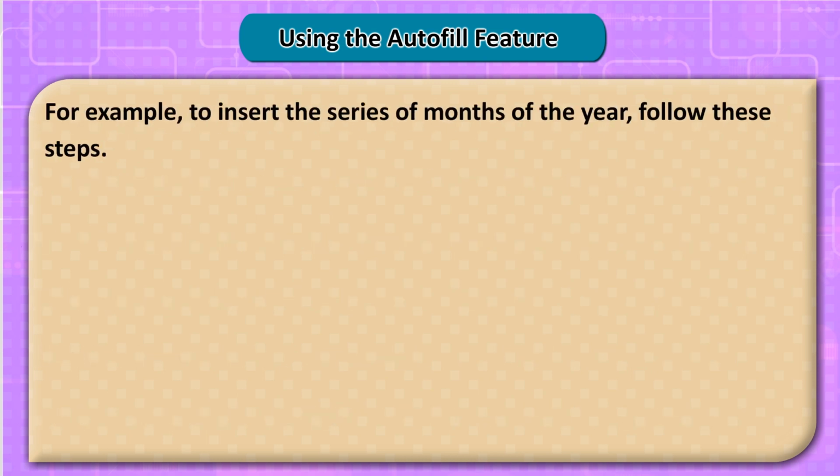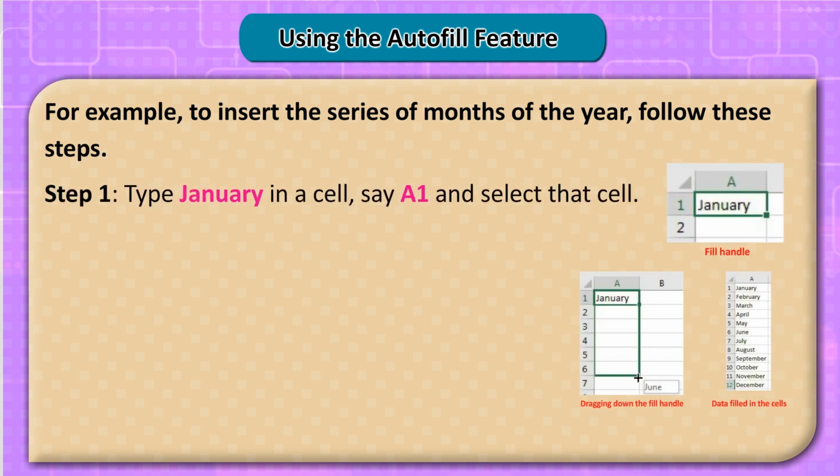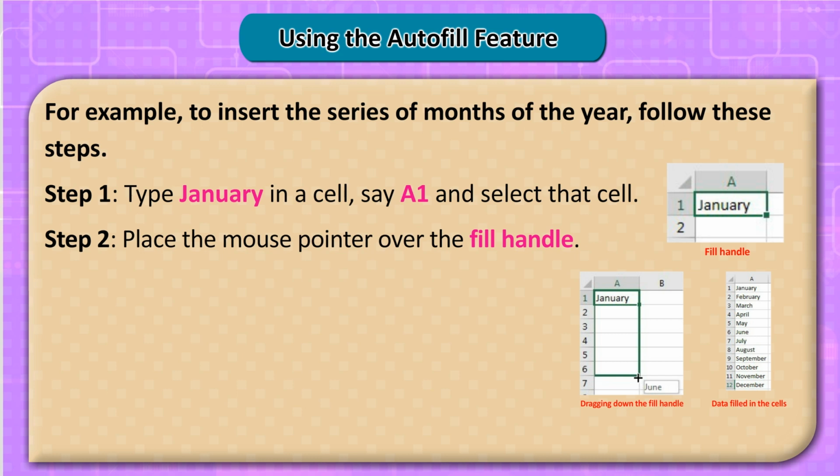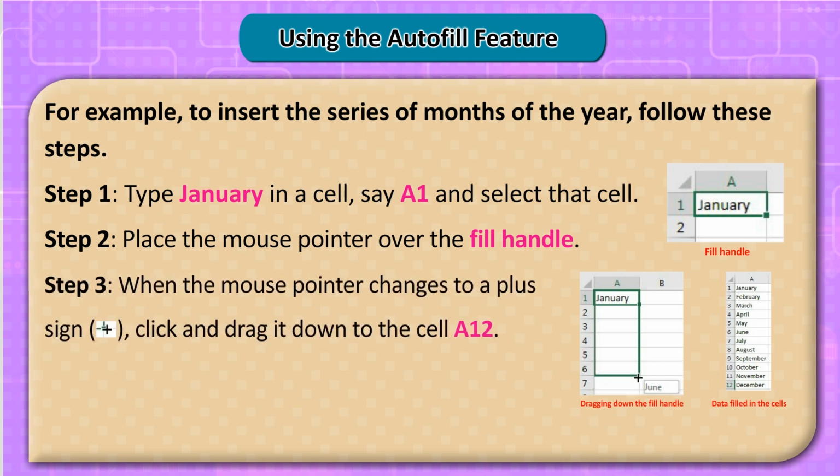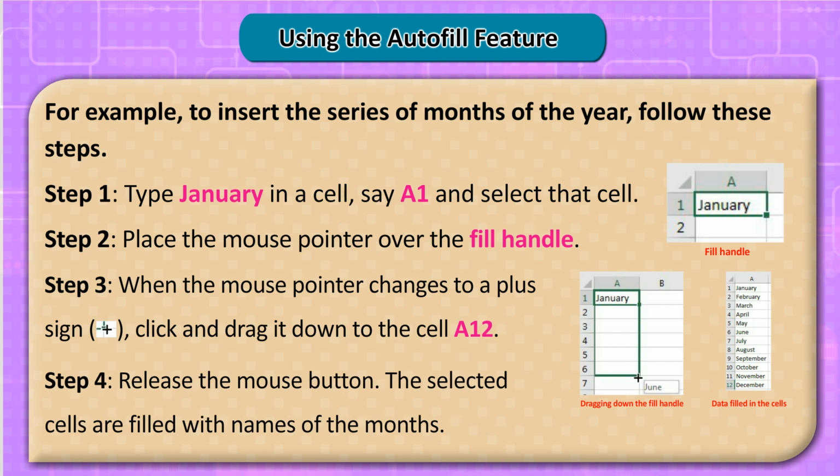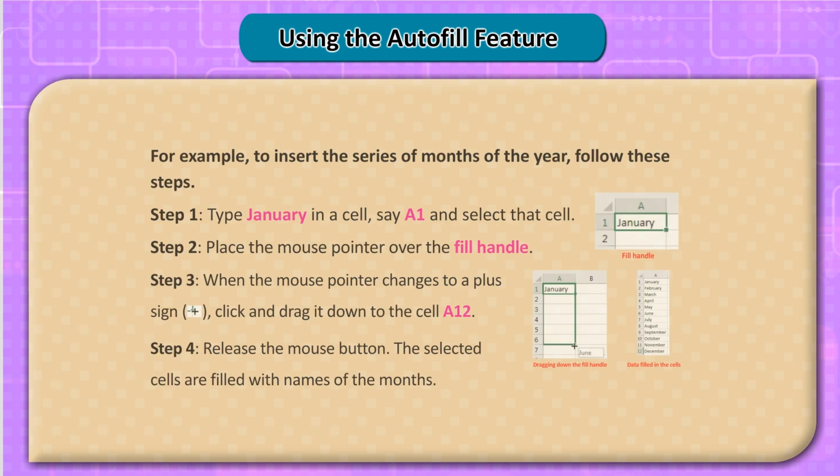For example, to insert the series of months of the year, follow these steps. Step 1. Type January in a cell, say A1, and select that cell. Step 2. Place the mouse pointer over the fill handle. Step 3. When the mouse pointer changes to a plus sign, click and drag it down to the cell A12. Step 4. Release the mouse button. The selected cells are filled with names of the months.